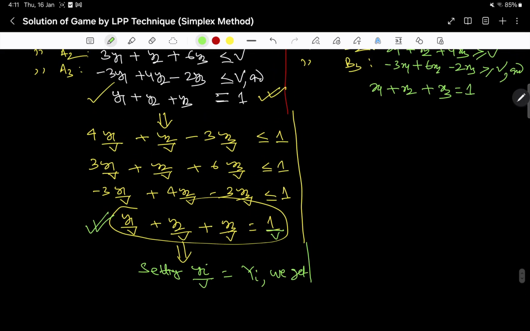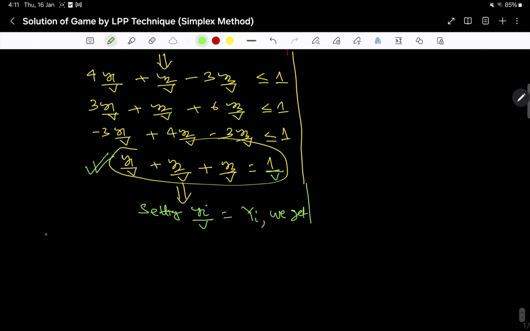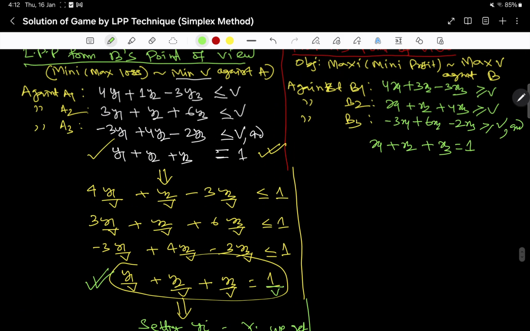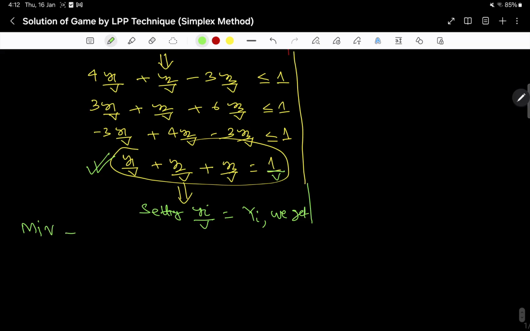So the objective here is minimize V. Minimize V is the same thing as, in reverse, maximize 1 by V, which is y1 plus y2 plus y3, where i is equal to 1, 2, 3, right? And subject to the constraints.